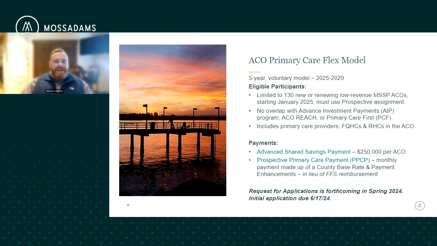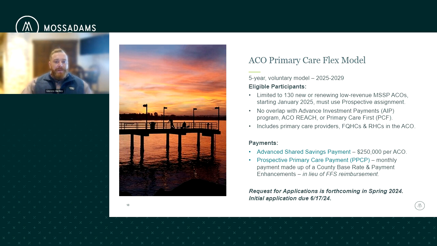The model aims to increase the number of low revenue ACOs in shared savings, as these programs have historically performed better in shared savings, demonstrating more savings and higher improvements in quality and efficiency of care. Shifting away from the fee-for-service payments, the program will offer an initial advanced shared savings payment of $250,000, which will help cover the costs associated with forming an ACO and the administrative costs related to model activities.